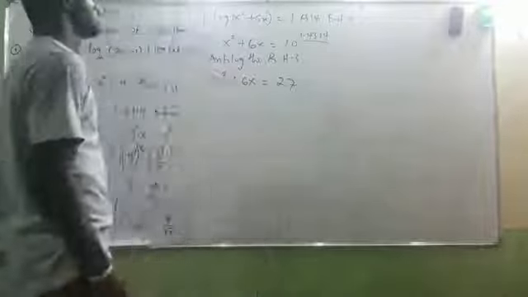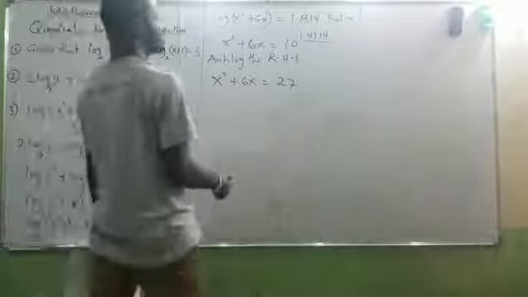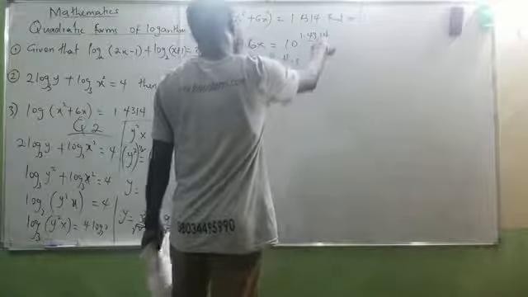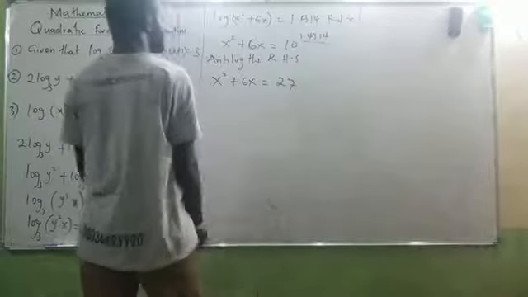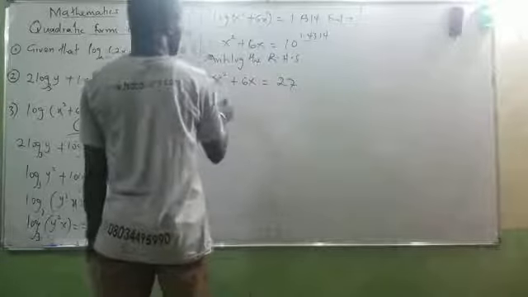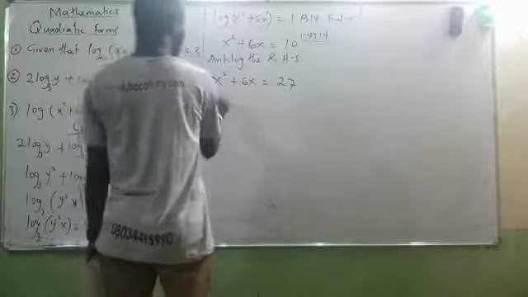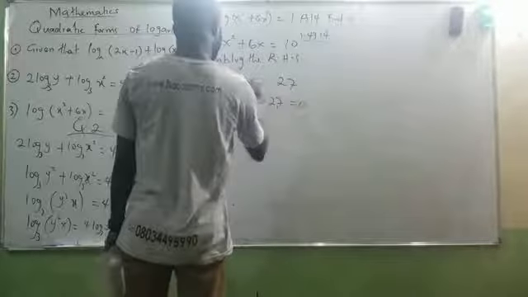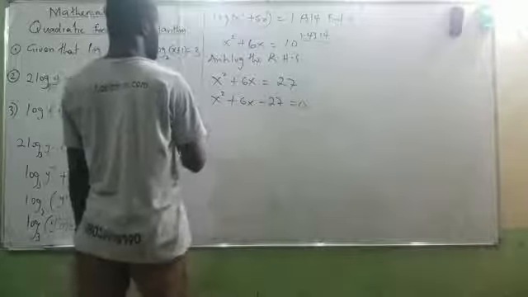I've done my own, and you can try your own. Since I have x squared plus 6x minus 27 equals 0, I think what can I multiply?